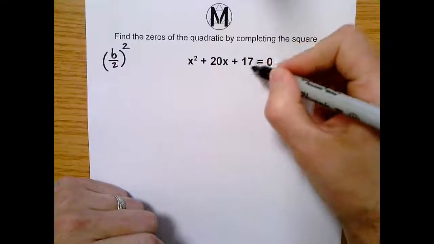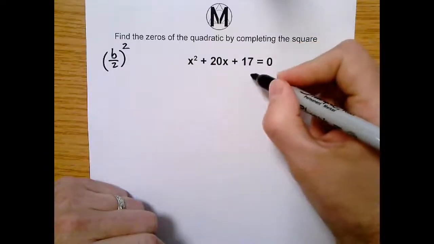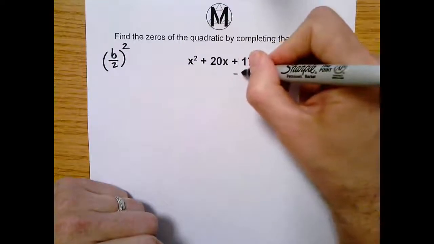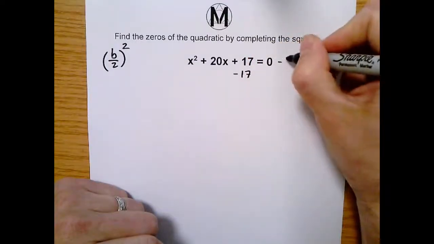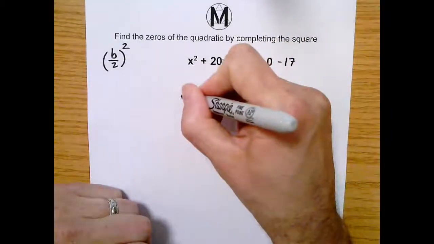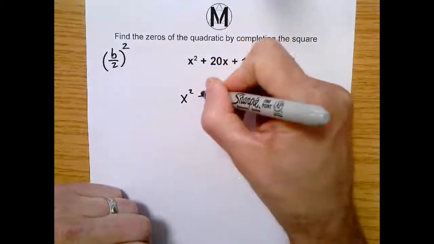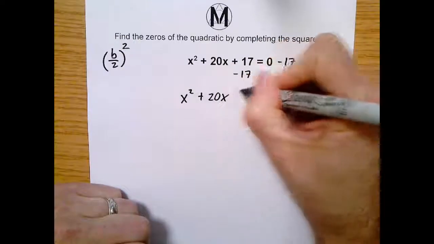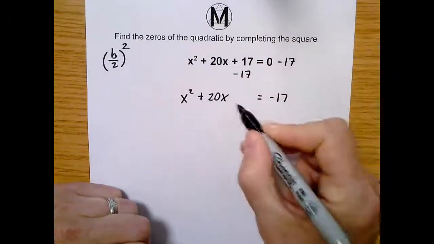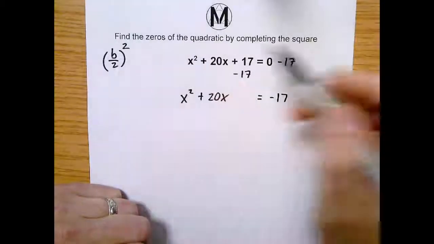But that can't actually go right there. Why? Well, because there's a 17 here. So step one, what we need to do here is move this 17 by subtracting from both sides. So I'm going to rewrite this: x squared plus 20x is negative 17. And here I'm leaving space for that piece.